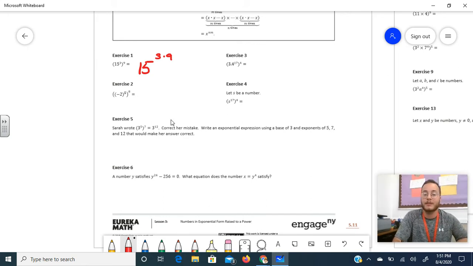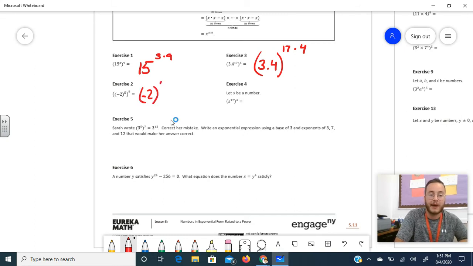3.4 to the 17th power raised to the 4th power. I have 3.4 to the 17th power times 4, the 4th power. I have negative 2 in parentheses for a reason, remember that. Negative 2 to the 5th power raised to the 8th power, it's just multiplied by 8. And then I have, let s be a number, s to the 17th power raised to the 4th power. I have 17 times 4.